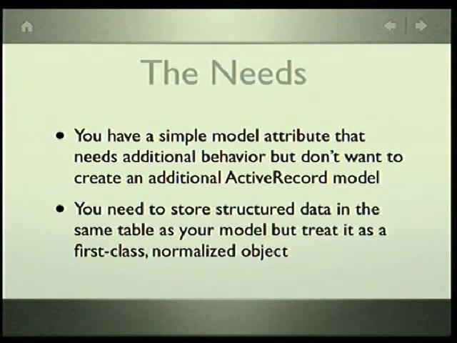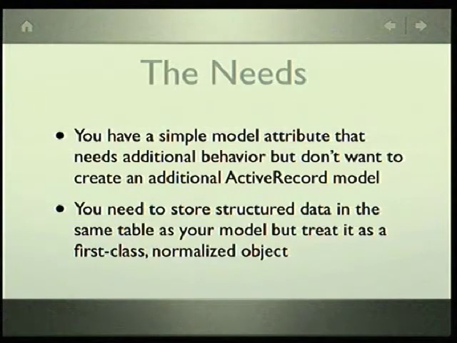So, the needs. You have a simple model attribute that needs additional behavior. Instead of just being a string or an integer or a float, you want this thing to have abilities. Maybe you'll call methods on it, do stuff with it. You want to treat it like a first-class object, but at the same time you don't want to create an entire Active Record model with an associated database table and a migration and all the other hoo-ha that goes along with that. You just want this thing to act like a good Ruby citizen instead of just being a dumb string or some other primitive type. So that's one good use case for this particular macro, as they call it.